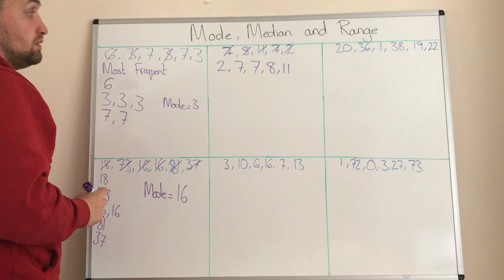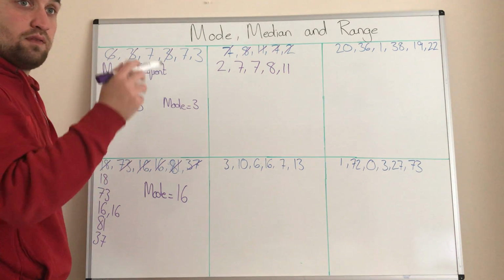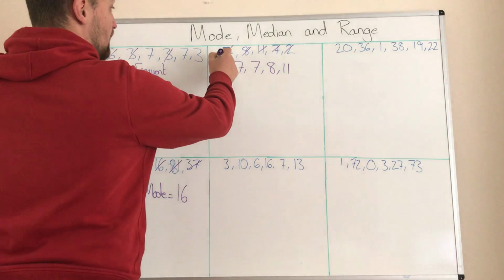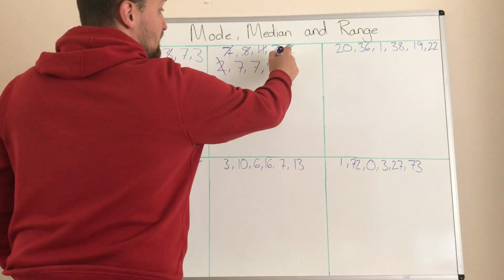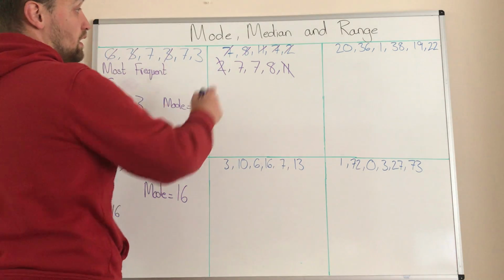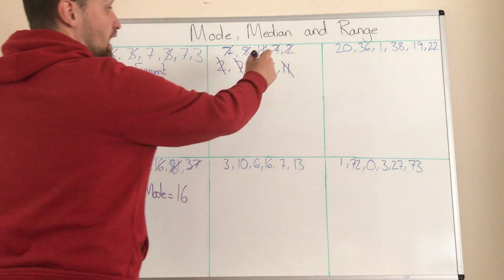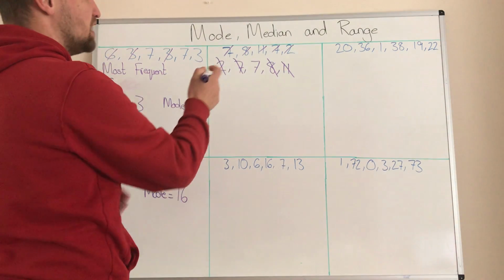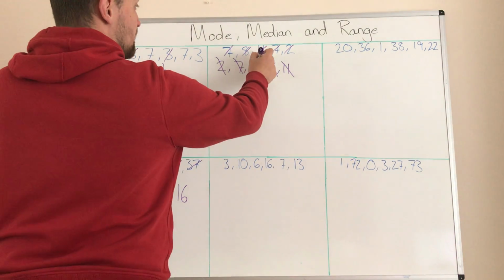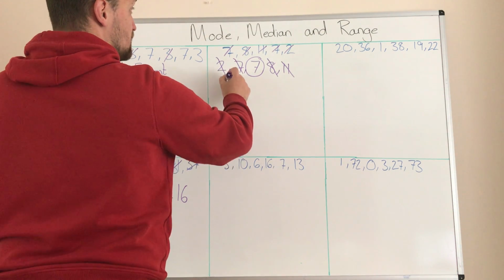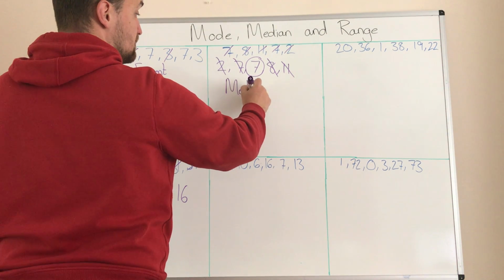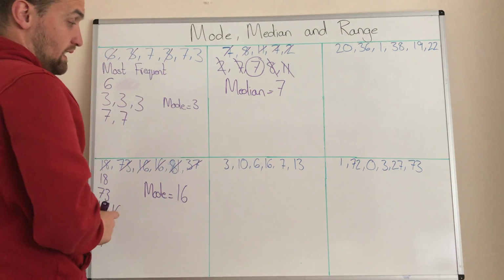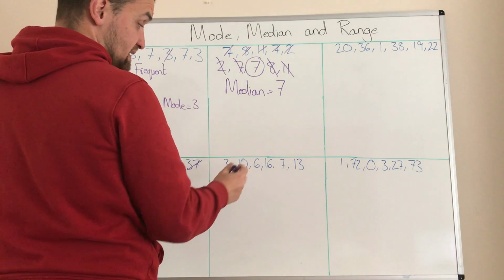Now what you need to do is cross them off from both sides until we end up with 1 left in the middle. I'm going to cross 1 off from the left, and you cross 1 off from the right. You alternate, left, right, left, right, until you end up with 1 left in the middle. This is the middle number, so our median is 7.